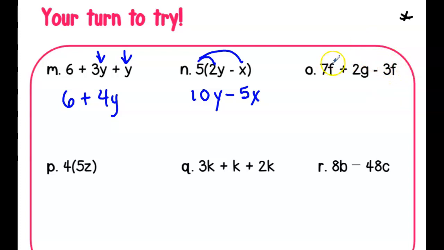In this example here, we have f's here and we have f's here. And we have to pay attention to the symbol here in front because it says 7f's minus 3f's. So we actually only have 4f's left. And then we have 2g. In this next example, remember, parentheses means we are going to multiply, so we have 4 times 5z, which gives us 20z.